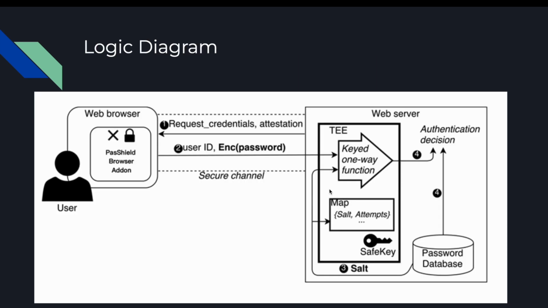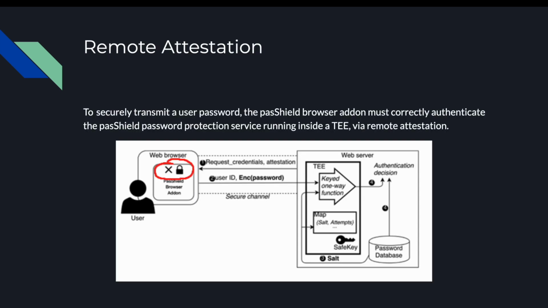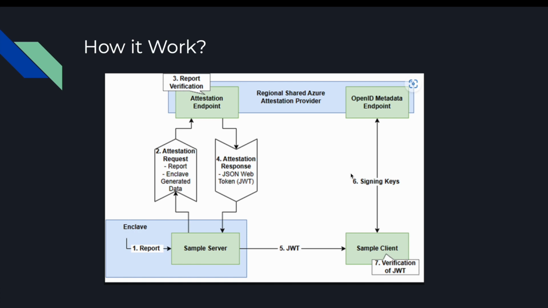This diagram shows the basics of PasShield, which I will explain from the user's perspective for ease of understanding. The first thing the user wants to do is check the remote attestation by the PasShield browser extension. So what is remote attestation? To securely transmit a user password, the PasShield browser must correctly authenticate the PasShield password protection service running inside a TEE while remote attestation.